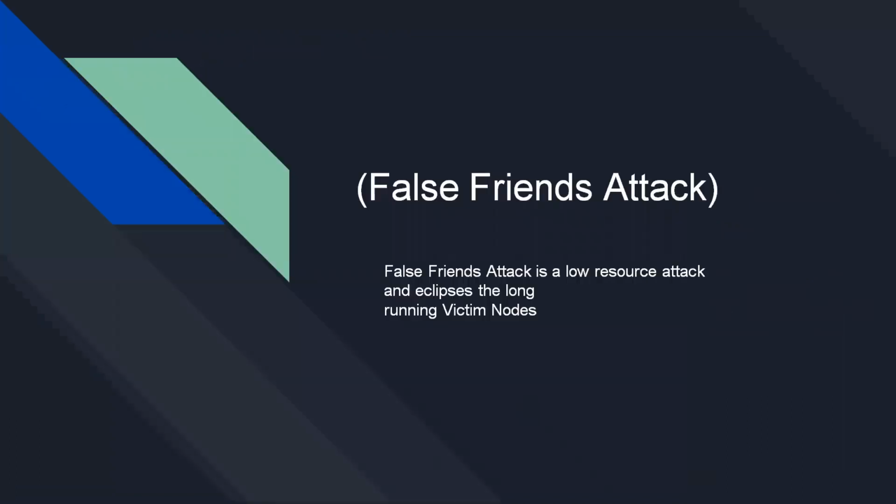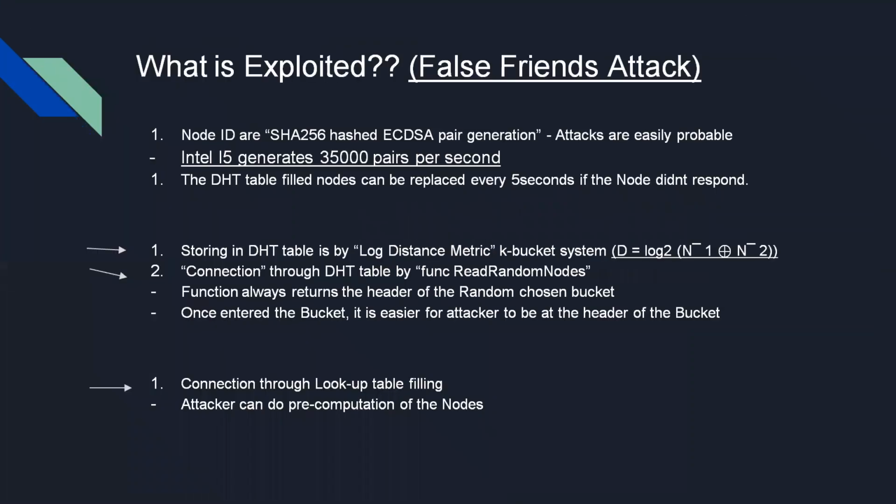Now coming to the false friends attack. The false friends attack is a low resource Eclipse attack which attacks long running victim nodes. So we don't need the victim nodes to restart. This attack can easily attack long running victim nodes. So what are the exploitations?